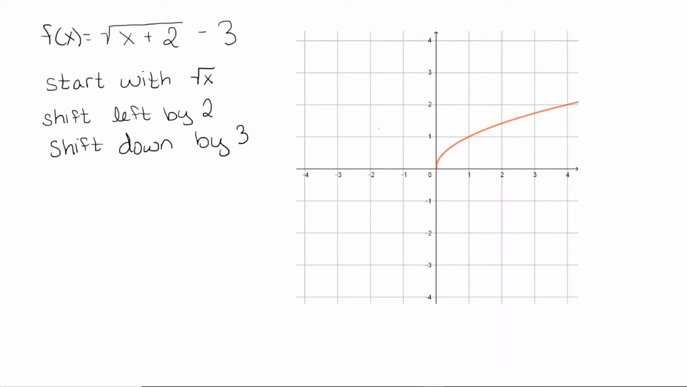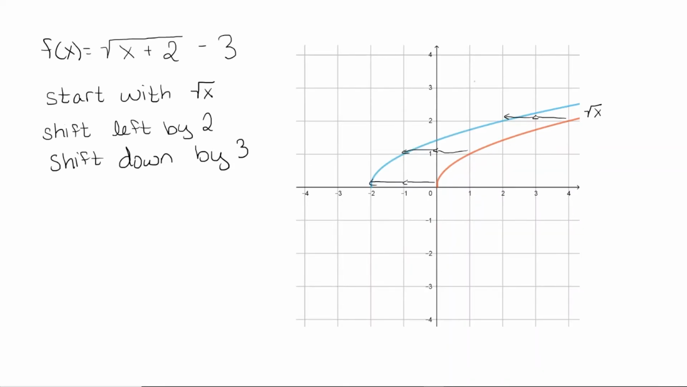Here, I'm going to start with the graph of the square root of x. And the first thing I'm going to do is shift left by 2 units. So each point will shift to the left by a total of 2 units for my new graph of the square root of x plus 2.